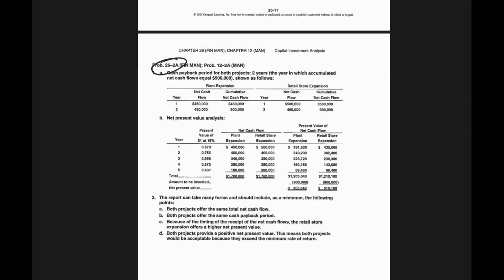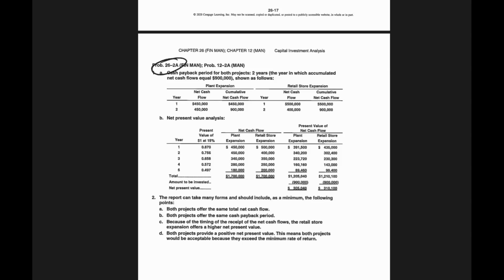Letter B, the net present value. Okay, again, plant expansion, these are cash flows. We would have to look at is it the annuity or the lump sum? Well, in this case, it would have to be the lump sum because it's a different amount every year. Same with the retail store.